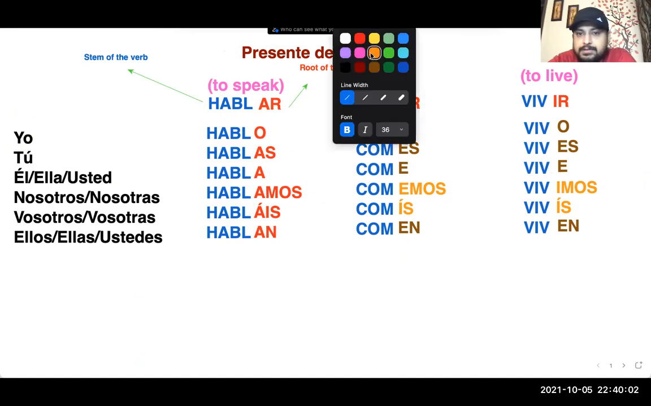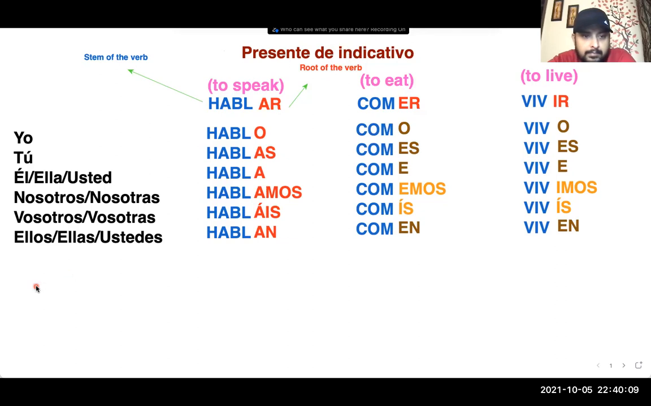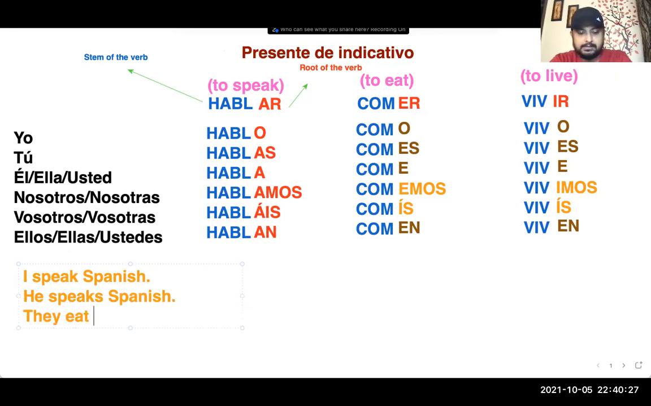Let's take few examples for the better understanding. I speak Spanish. My friend speaks Spanish. They eat fast food. You live in India.